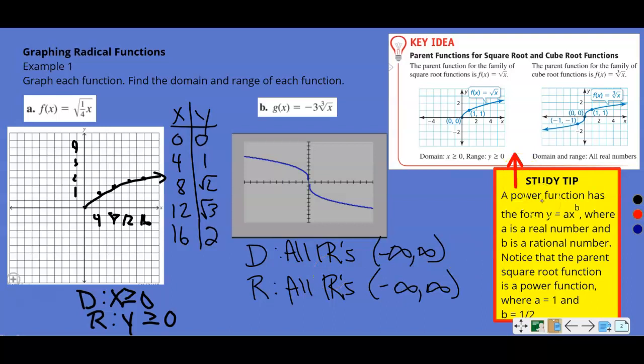All right, study tip: a power function has the form y equals ab to the x power, where a is a real number and b is a rational number. Remember, a rational number can be written as a over b, so it can be a fraction. Could be a whole number as well, but it can be a fraction. Notice that the parent square root function is a power function, where a is 1 and b is 1/2. Remember, the square root can be rewritten as x to the 1/2 power.